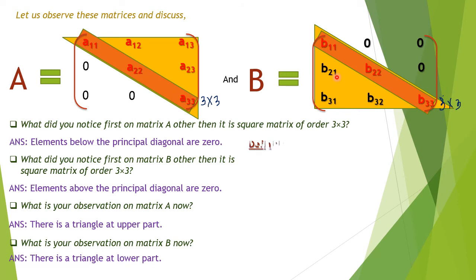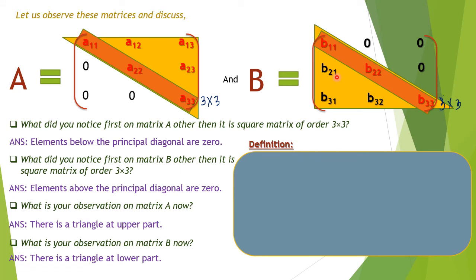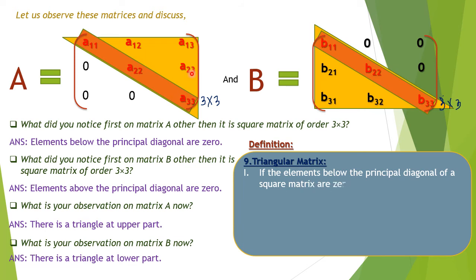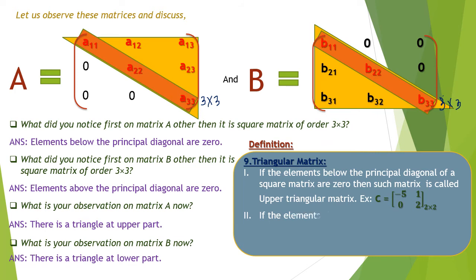So now we are on to the definition. Triangular matrix. If the elements below the principal diagonal of a square matrix are 0, then such a matrix is called an upper triangular matrix. Our matrix A is an upper triangular matrix because all elements below the principal diagonal are 0. So our B is a lower triangular matrix. If the triangle is formed at the lower part, then it is called a lower triangular matrix. If the triangle is formed at the upper part, then it is called an upper triangular matrix. Okay, we conclude the definition. Ninth type. And I think we have one more type.